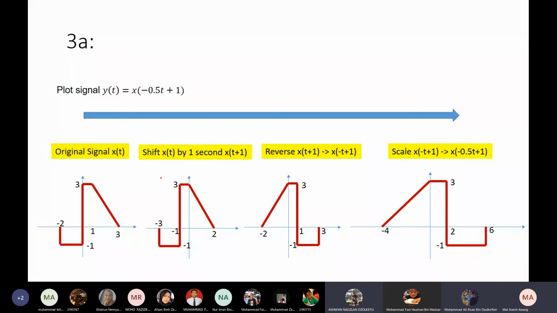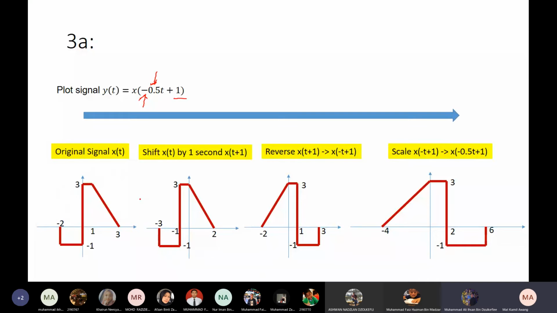Now you have to plot the signal y of t is equal to x of minus 0.5t plus 1. From here, you can see that you have a shift, and you have an inversion, the minus sign. Then you have a scaling. So you have 3 operations that you need to do. This is the original signal.